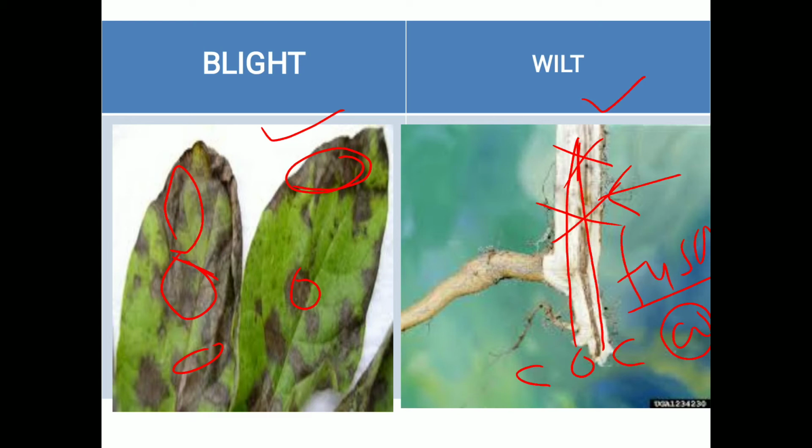When we uproot the plants along with the roots, and split the roots or cut them into two parts with the help of a blade, brown to black lesions are observed on the roots. Those brown to black lesions are an indication of wilt, that is, the presence of Fusarium. So for control of blight and wilt, we suggest the chemical called copper oxychloride, or blue copper, at a rate of 0.25%, that is 2.5 gram per liter of water.